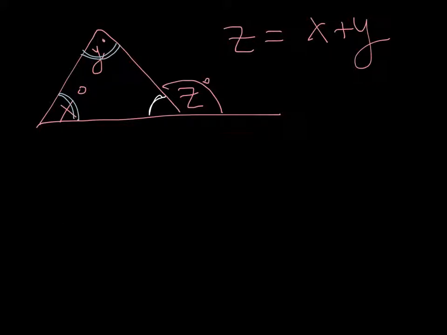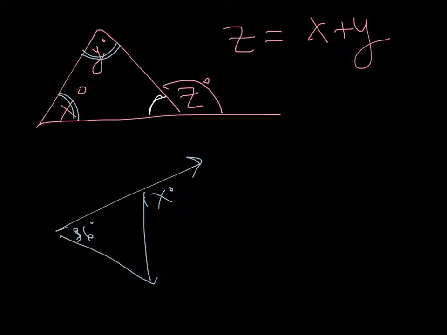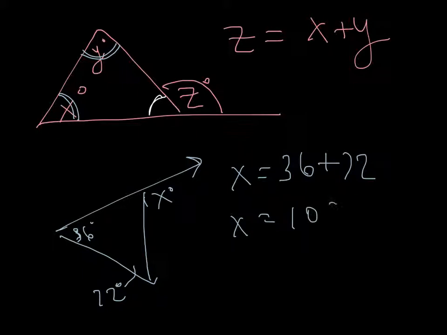So, for example, if you were given a triangle like this, and this is 36 degrees, this is x degrees, this exterior angle, and this interior angle is 72 degrees, can you find the measure of the exterior angle? Yes, because we know that x equals 36 plus 72. So x equals 108 degrees. And we know this, again, because an exterior angle, this angle here, is equal to the sum of its two non-adjacent angles.